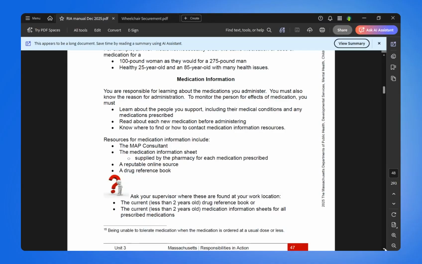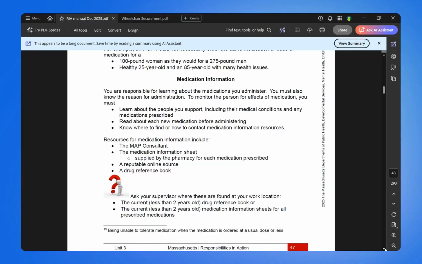Medication information can include the MAP consultant and the medication information sheet, which is what we just went over for tramadol in regards to the alcohol. This can be supplied by the pharmacist, just like if you were to go to the local Walgreens or CVS, you would get a prescription along with the information sheet, which is a law that the pharmacy provides you with. And this is going to tell you all the potential side effects for that medication and how to take it. You can also receive information from a reputable online source or a drug reference book.